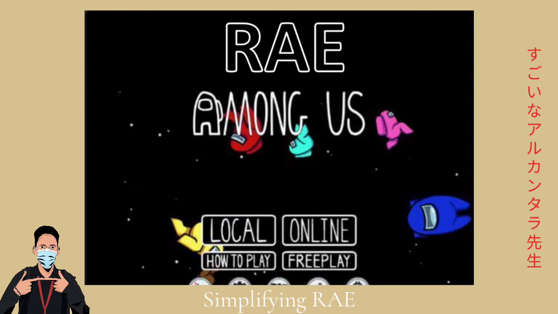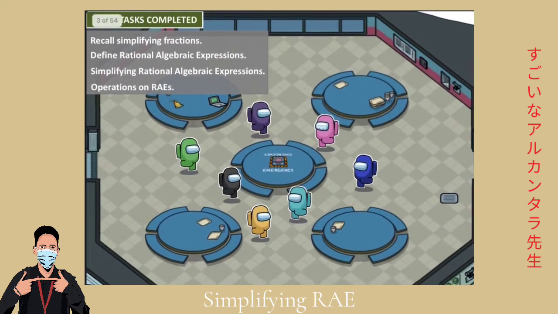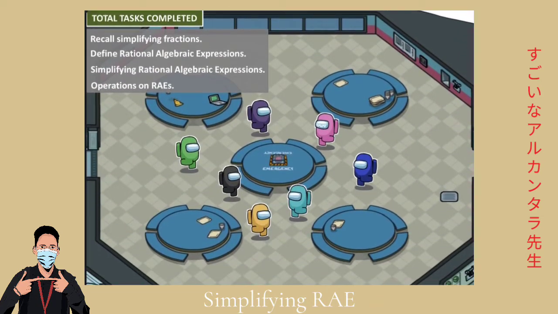So let's start with our very first task, and that will focus on recalling how to simplify fractions. Because without that, we will be having a hard time understanding how to simplify RAEs or rational algebraic expressions. We need to start first by tapping into the lessons that we have learned before when we were young. That sounds like an Adele-like concept, but let's go.